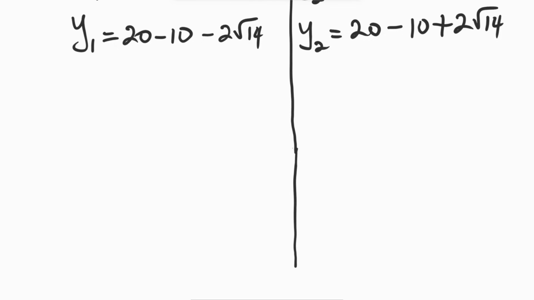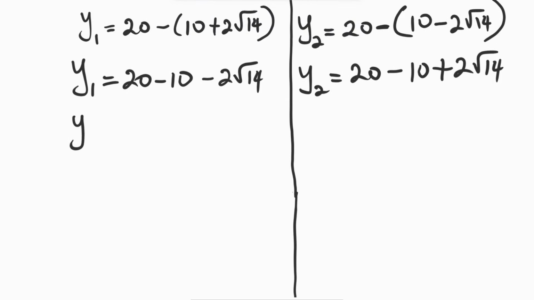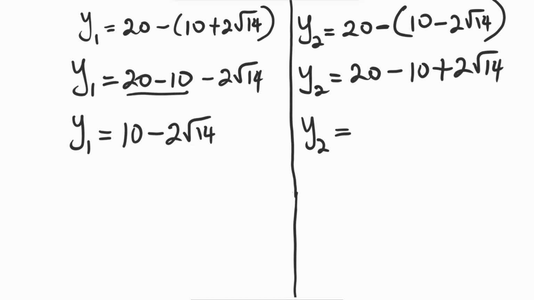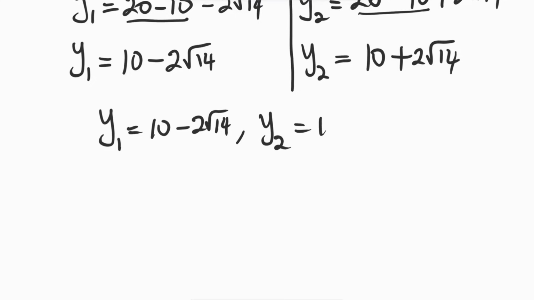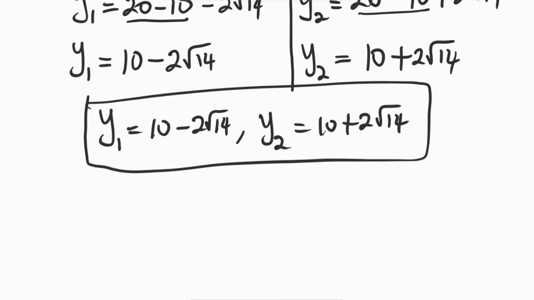So we're slowly getting there, right? So y1 now becomes 20 minus 10 gives us 10 minus 2 root 14. And then for y2, we have 20 minus 10 gives us 10 plus 2 root 14. So now we see that y1 is equal to 10 minus 2 root 14, and y2 is equal to 10 plus 2 root 14. This is what we have as our y1 and y2.